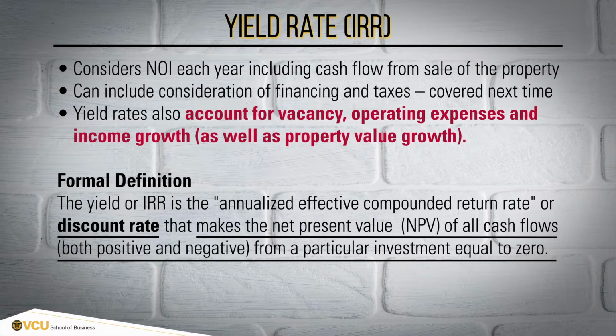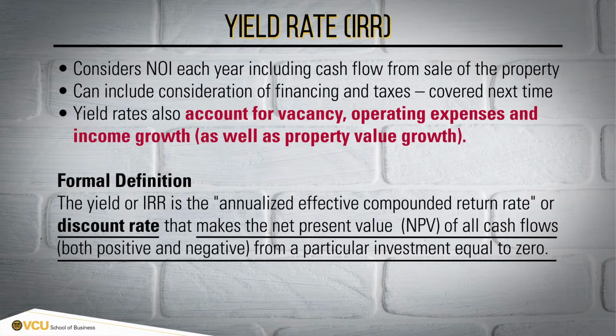As you can see, I put the formal definition on the bottom of the slide, and it's important to recognize that definition. It says it's the annualized effective compounded return rate, or what I'll refer to most of the time as the discount rate, that makes the net present value of all the cash flows, both positive and negative, from a particular investment equal to zero.